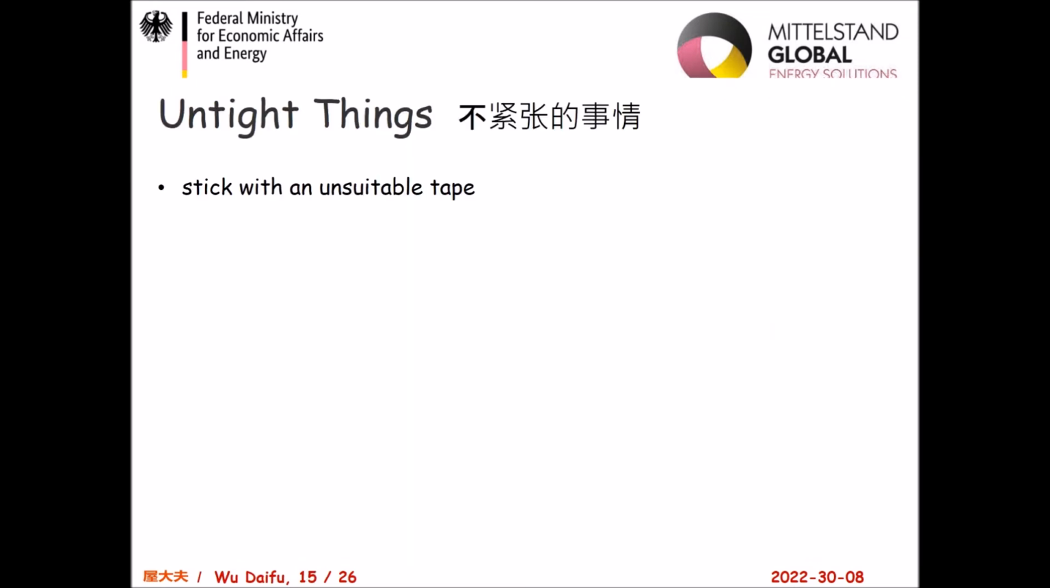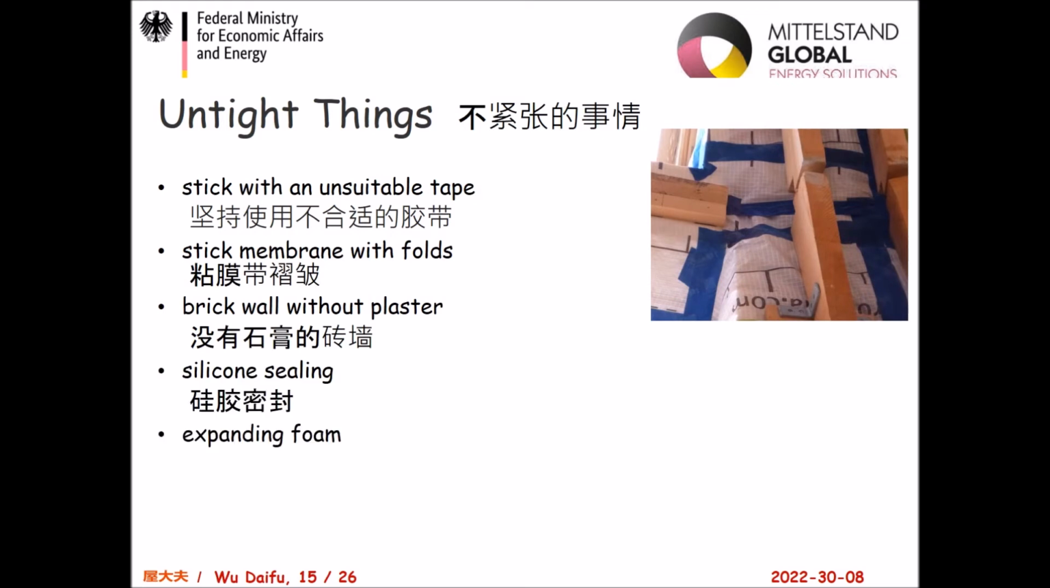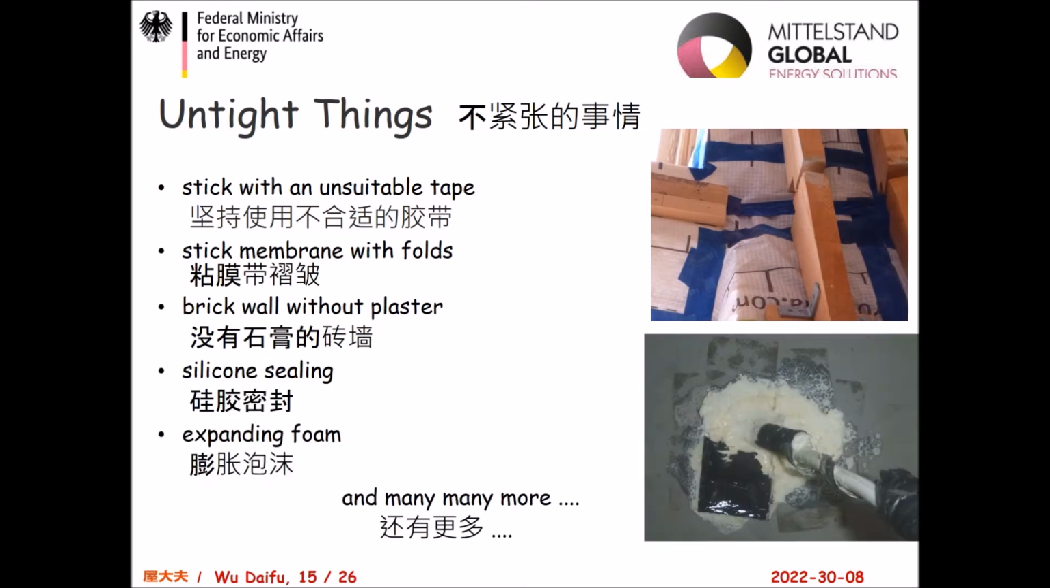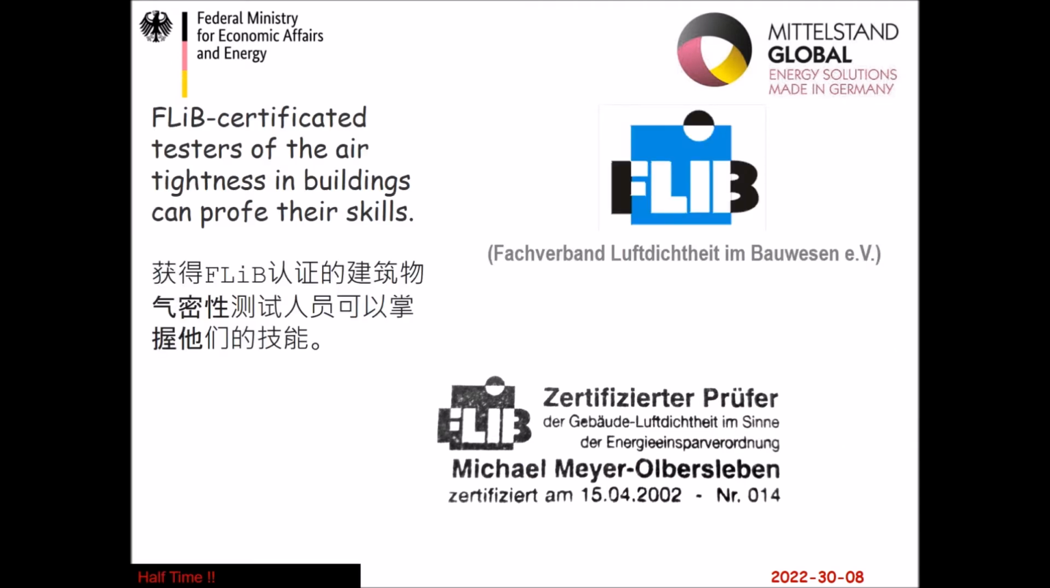Untight things are stuck with an unusable tape, membrane stuck with folds, brick walls without plaster, silicon ceiling, expanding foam. Never say silicon and foam in the same sentence with airtightness. It's not working. In Germany, we founded in the year 2000 the Association for Airtightness in Buildings. And these testers can prove that they know how to do a blower door test.